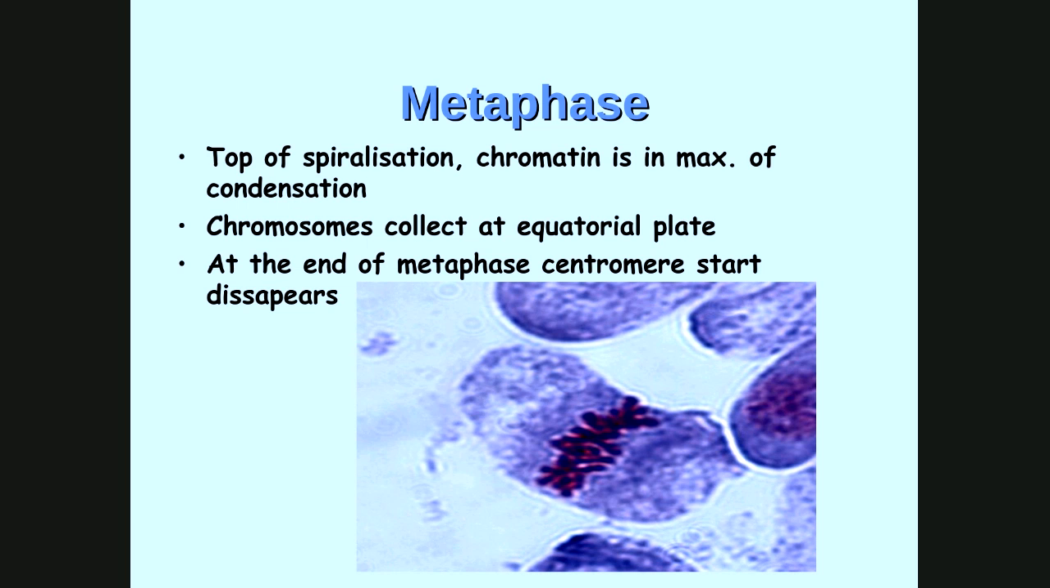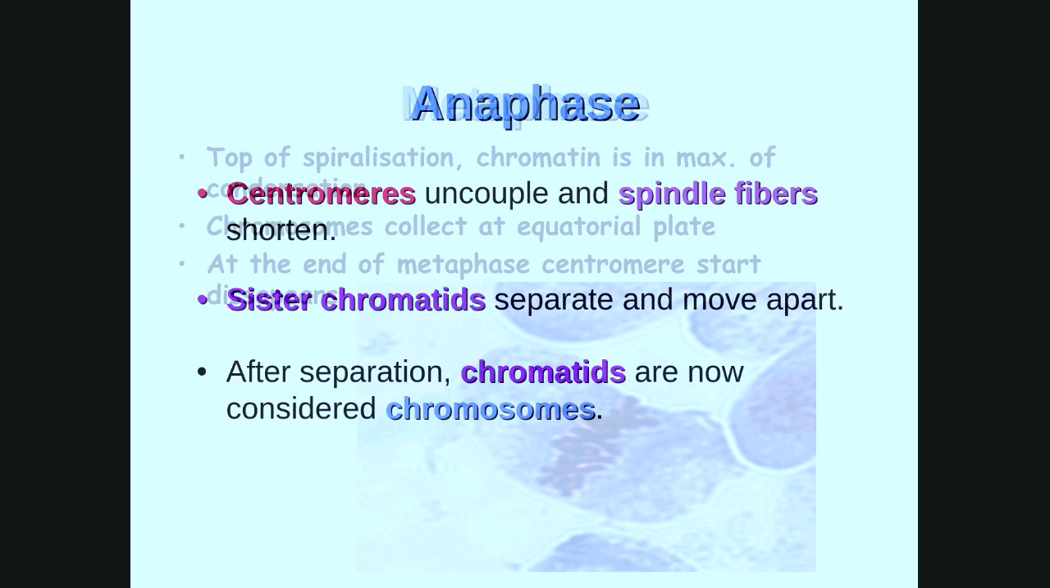In the metaphase stage, the spiralization of chromatin is at maximum condensation. Chromosomes collect at the equatorial plate. At the end of the metaphase, the centromere starts to disappear. Okay, so the centromeres will start to disappear.